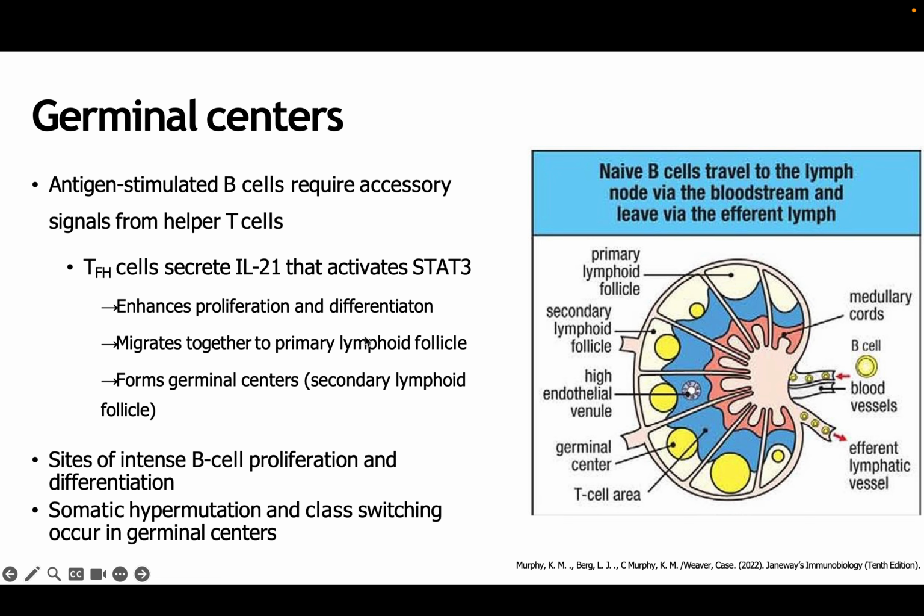So we call these primary lymphoid follicles, which then form germinal centers. These germinal centers are literally the centers where B cells are proliferating and becoming much more mature. Once they're active, they create these germinal centers, or we also call them secondary lymphoid follicles, where B cells are getting activated, proliferating, and starting to create antibodies.